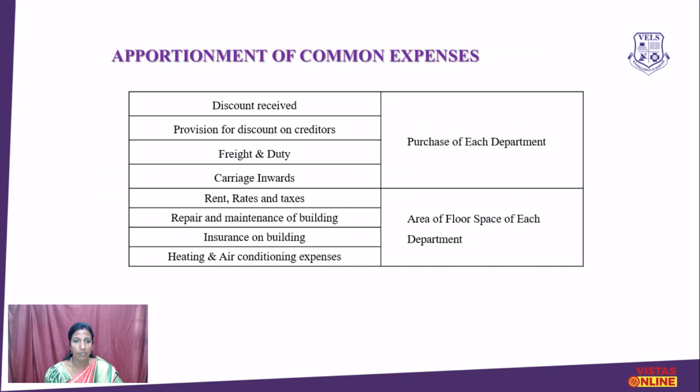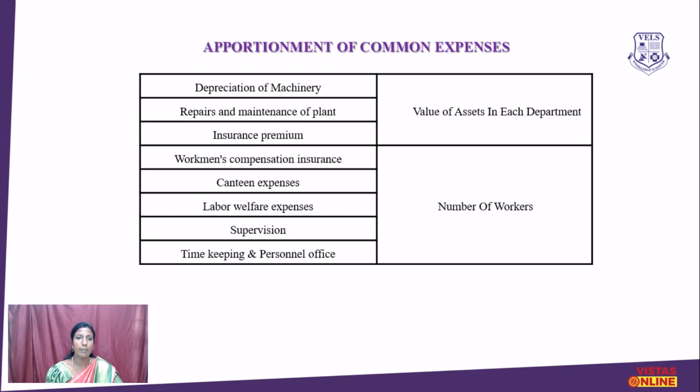Discount received, provision for discount on creditors, freight and duty, carriage inwards are apportioned on the purchases of each department. Rent, rates and taxes, repair and maintenance of building, insurance on building, heating or air conditioning expenses are apportioned on the area of floor space of each department. Depreciation of machinery, repair and maintenance of plant, insurance premium are apportioned on the value of assets in each department.